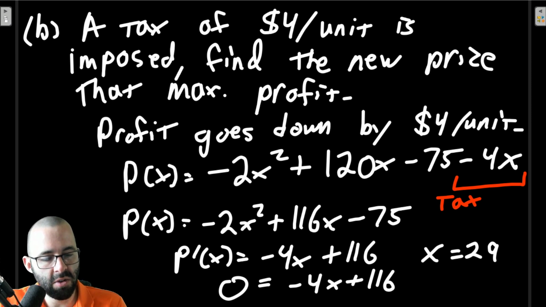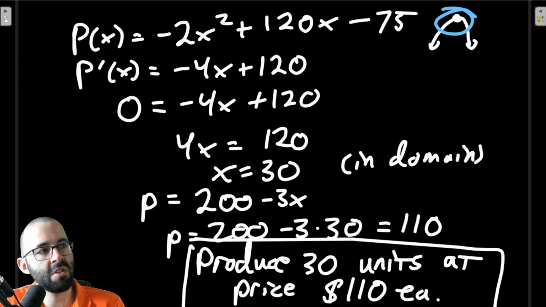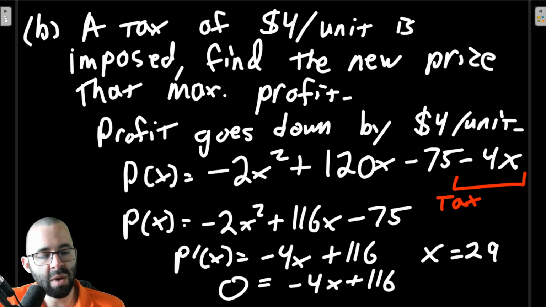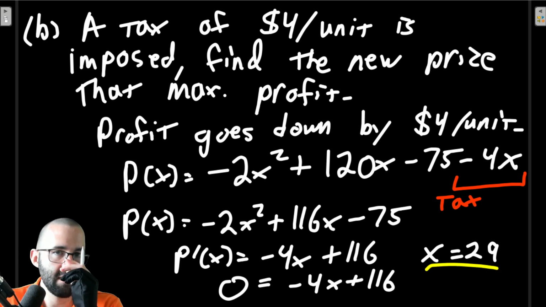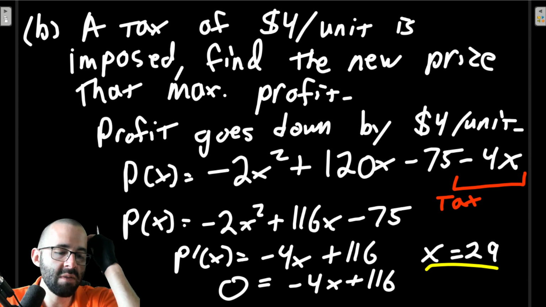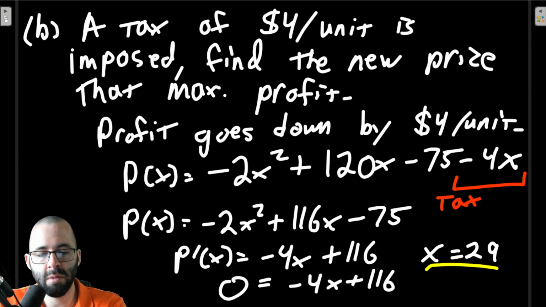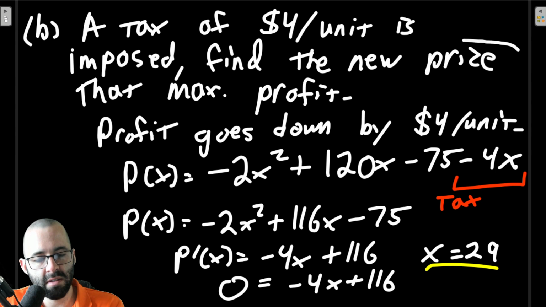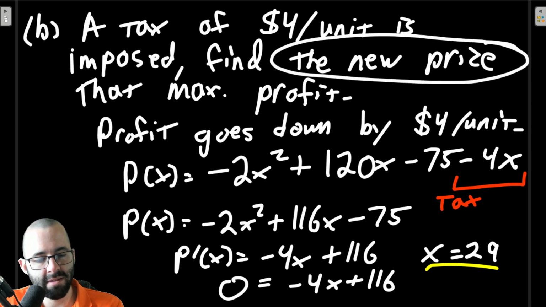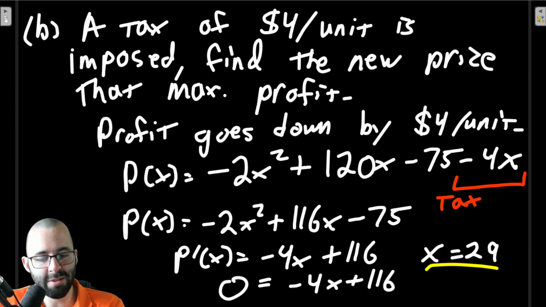But again, let's look at this. If there was no tax, we wanted to produce 30 units at $110 each. With this tax, we actually produce fewer things. If there's a tax, our profit is maximized at a lower production level. But again, wait, that looks like price. It really is price, by the way. That's like the top of the I.